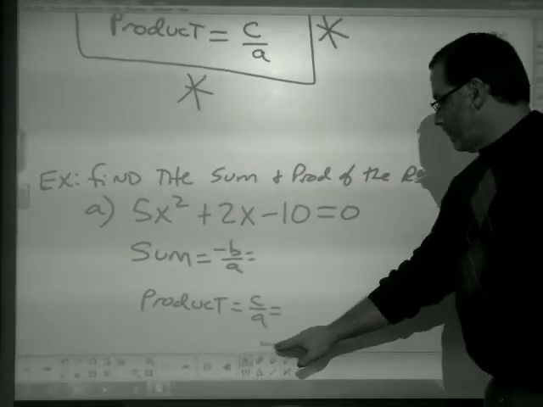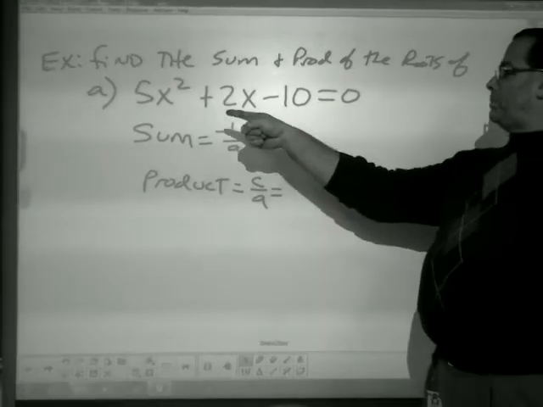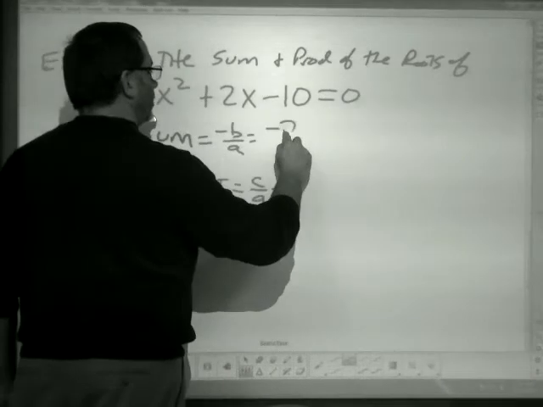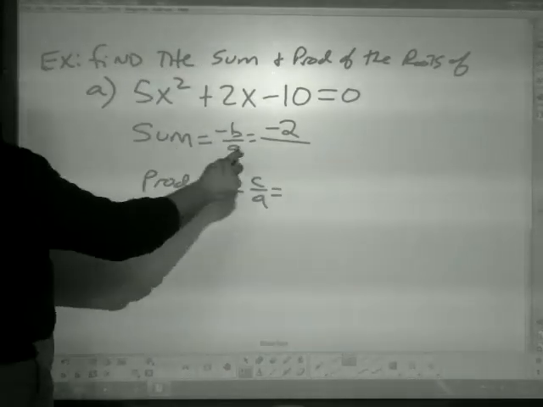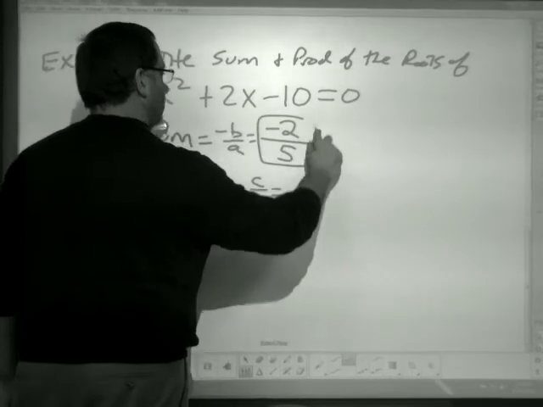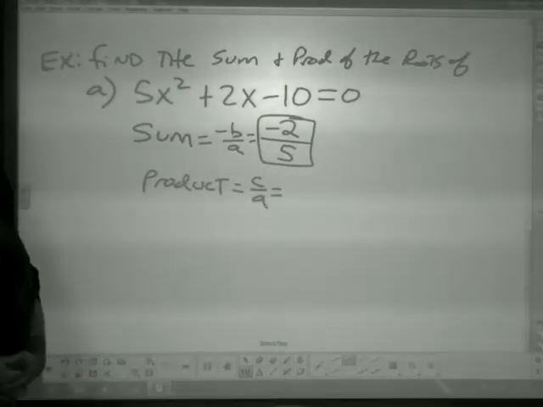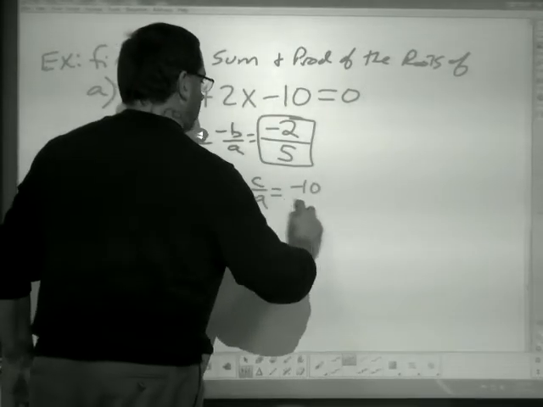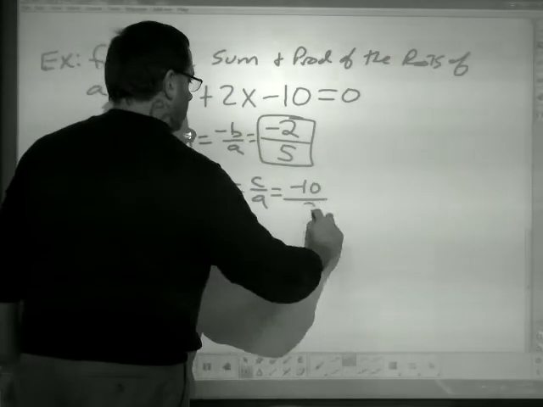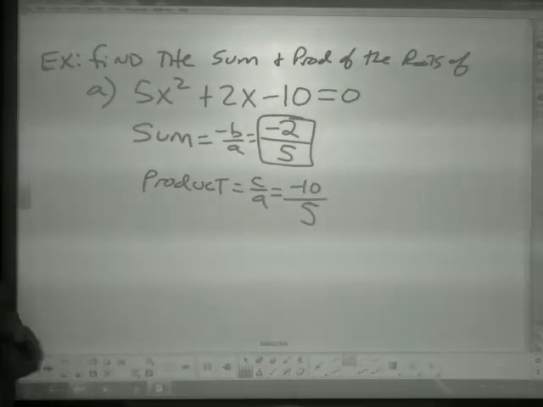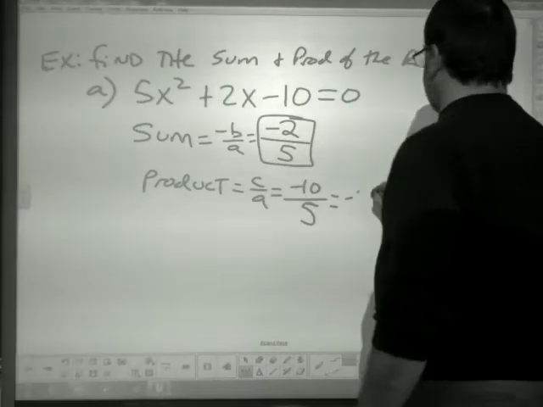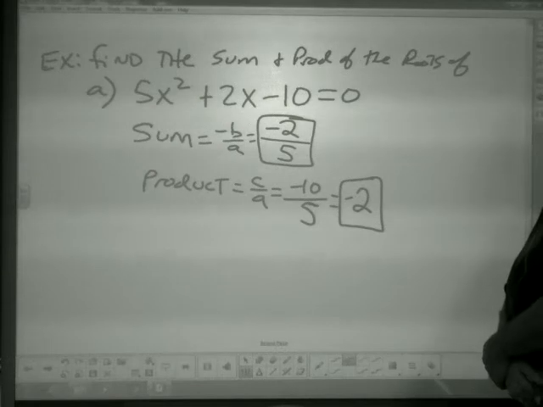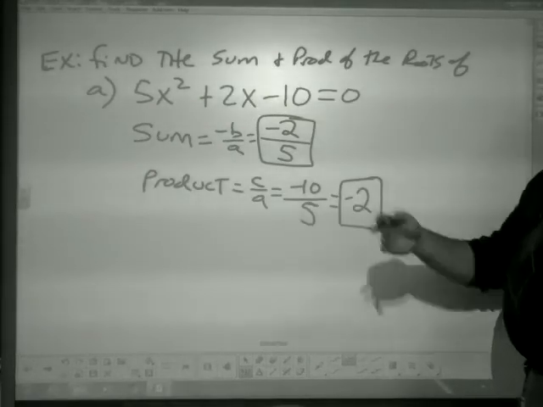The sum is opposite b over a. Opposite 2 over a. That was easy. Product, the c value, -10 over a. And you can leave it like that, or -10 divided by 5 we know is -2. Done. That's how you find the sum and product of the roots.